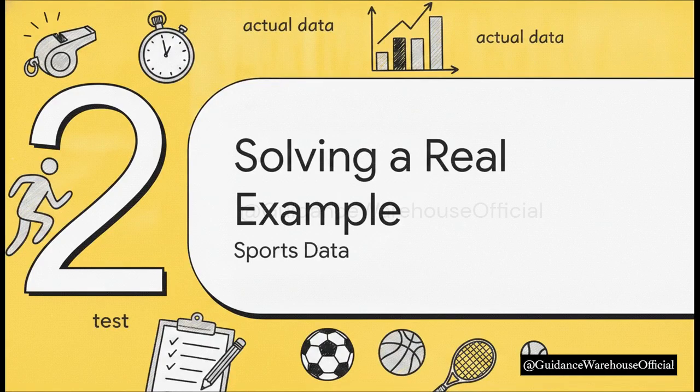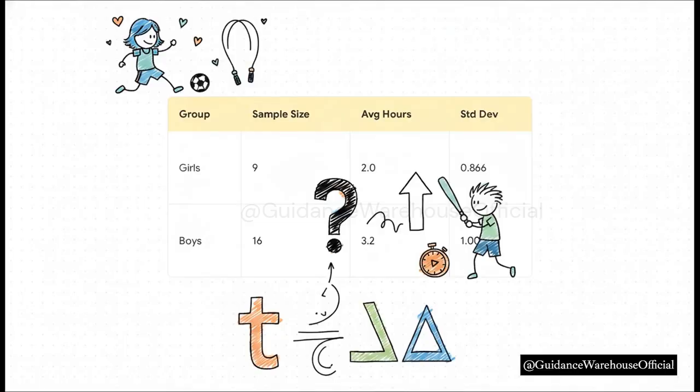All right, let's make this super concrete by solving a real example with actual data. Let's look at a study investigating whether boys and girls aged 7 to 11 spend the same amount of time playing sports each day. Check out the sample sizes here. We have a sample of 9 girls who play an average of 2.0 hours a day with a standard deviation of 0.866. Then we have a sample of 16 boys who play an average of 3.2 hours a day with a standard deviation of 1.00. Notice that our sample sizes are different.